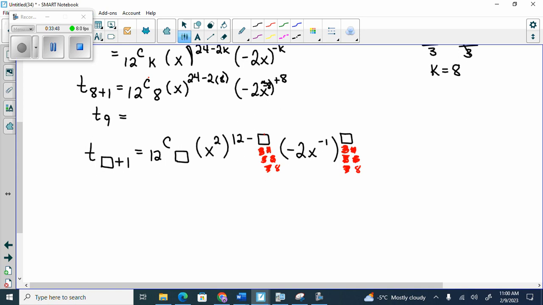Yeah, so I just put an 8 in here, and then I just do my math like normal. So I get T9 equals, and I do the boxes every time because it's way less confusing. Faster? Not so much. Less confusing? Absolutely. I get x to the 8, then negative 2 to the 8, is positive 256, x to the negative 8, and then those cancel. That's just 495 times 256.